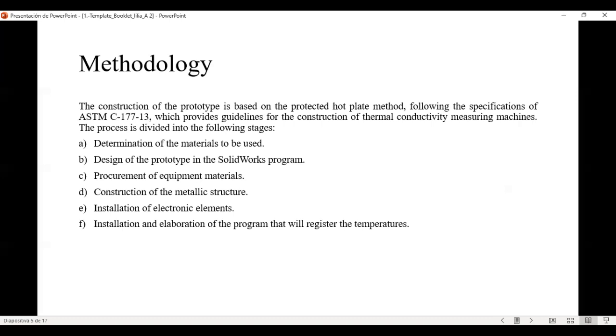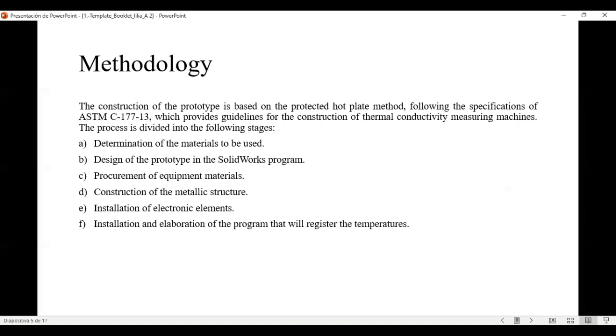Equipment materials. After having completed the design, the materials were acquired. Construction of the metallic structure. The equipment was built based on the computerized design, and the entire metal structure was built. Installation of electronic elements. The installation of electronic components, temperature regulators, K-type thermocouples, electrical resistors, Peltier cells, cooling systems, among others, was carried out.